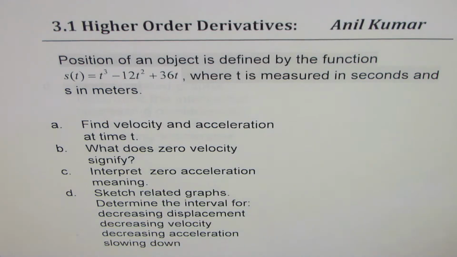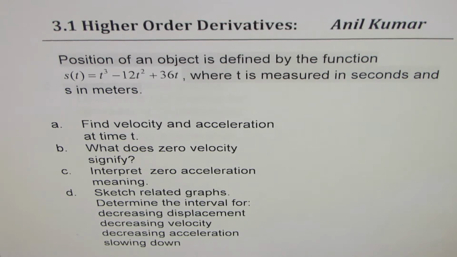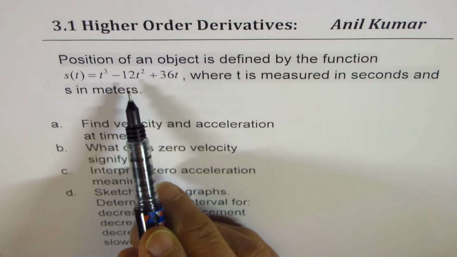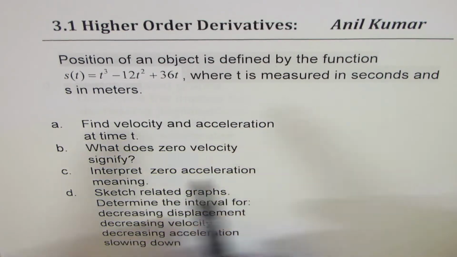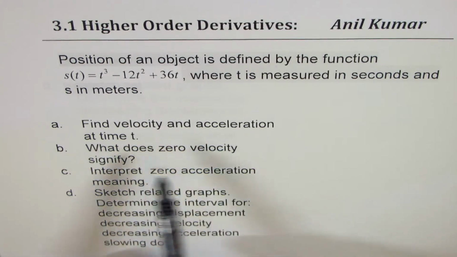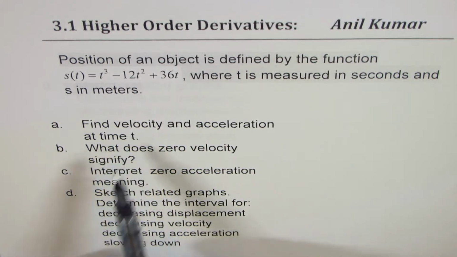I'm Anil Kumar sharing with you a test question on higher order derivatives. The question here is: the position of an object is defined by the function s of t equals t cube minus 12t square plus 36t, where t is measured in seconds and s in meters. You need to find the velocity and acceleration at any time t.